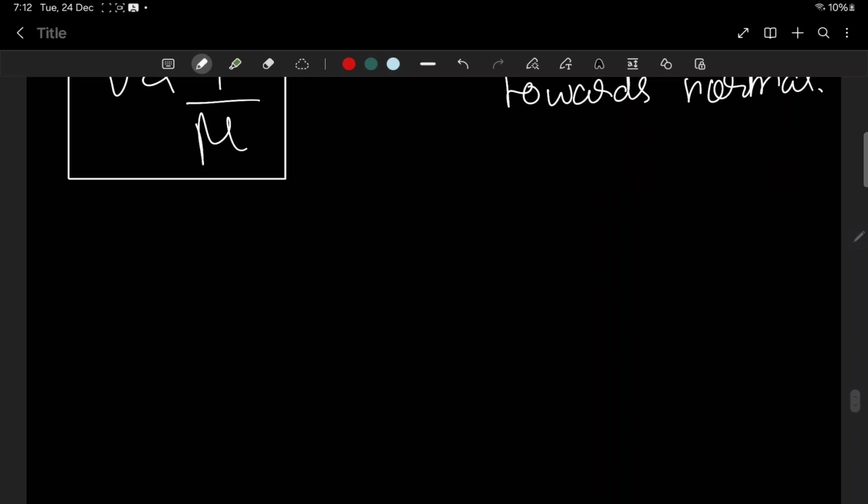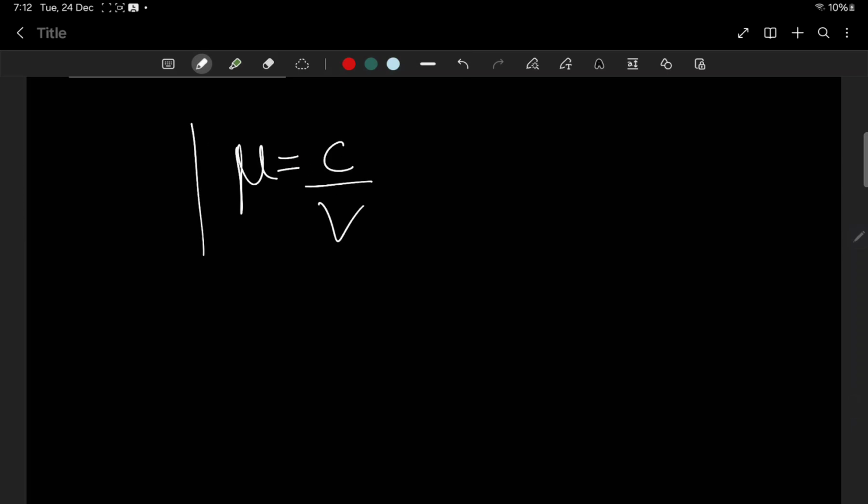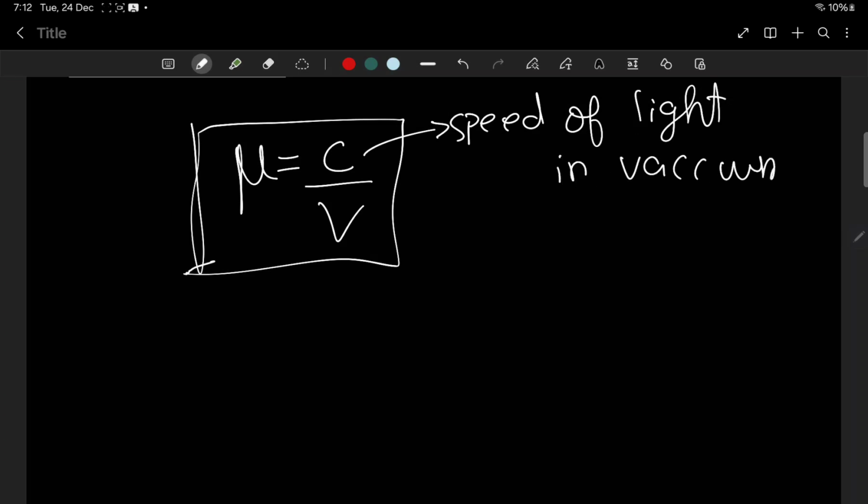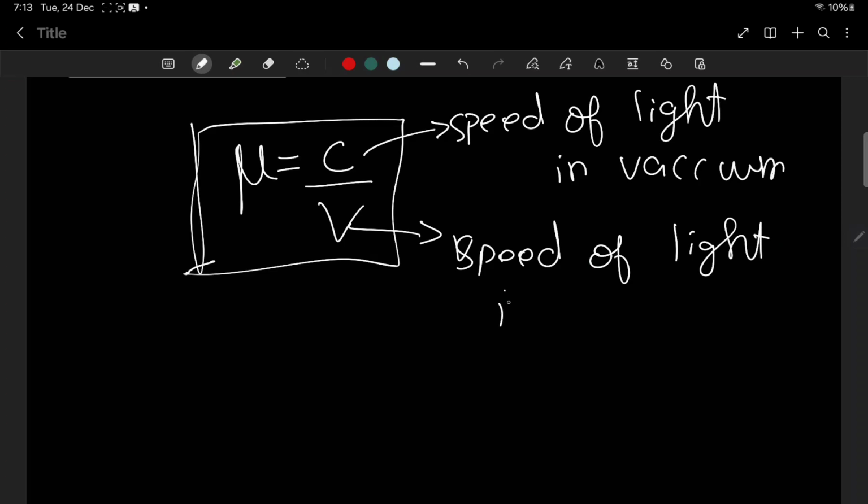Now let us move to a formula. To find the refractive index mu, there is a formula: mu equals C by V. C is the speed of light in vacuum, and V is the speed of light in the given medium. Please learn this formula by heart. Very important. So this is the basics of refractive index.